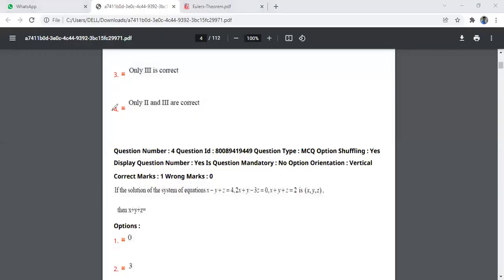So the correct answer is second and third one are the correct. Second and third one are the correct.